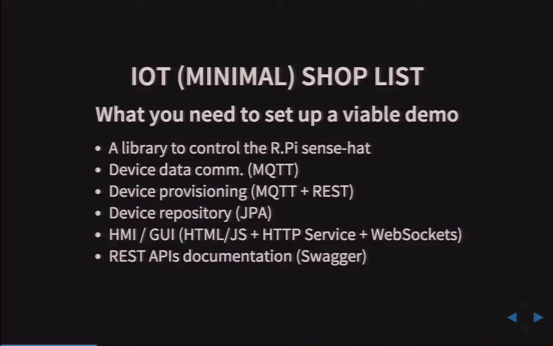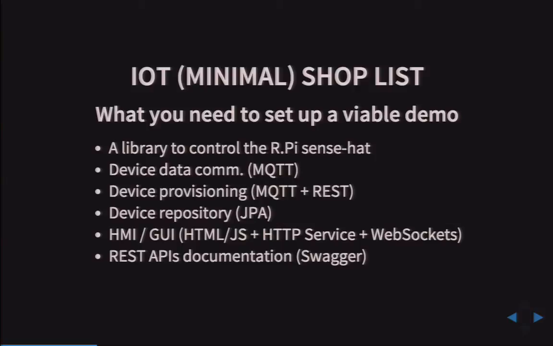Of course, this is not a full technology stack for IoT, because this is far more complex than that, but a minimal technology stack to provide a decent demo could be this one. You need a library to control the Raspberry Pi input-output. In particular, we use the Raspberry Pi with the new Sense HAT. It's just a daughter board that you can mount on the Raspberry Pi with some LEDs and some sensors like temperature and humidity. It has a motion sensor, an accelerometer, a magnetometer, something very useful to create a demo.